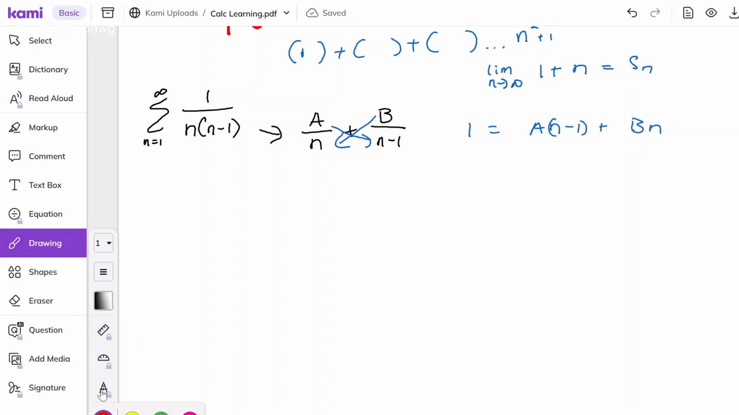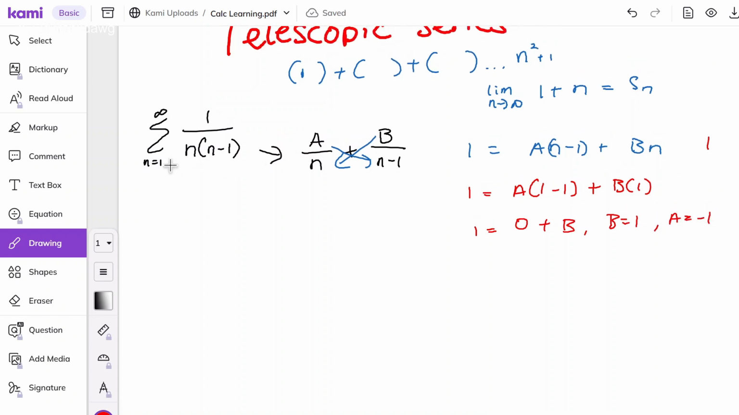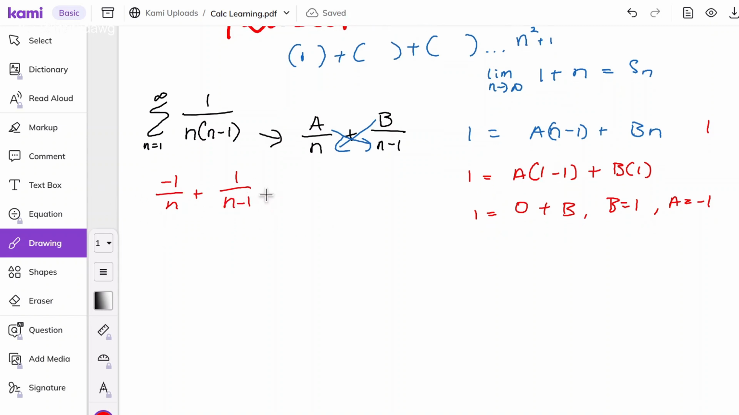Then you plug in things. I'm going to plug in 1 because it cancels out one term and leaves us at 0. The 1 on the left doesn't change, so it's still 1. It's equal to a times 0 plus b times 1, since n is 1, so 1 is equal to b. So we figured out that b is 1, and if b is 1, that means a has to equal negative 1. Then we put it back into this: negative 1 over n plus 1 over n minus 1. We can move this around, and it becomes 1 over n minus 1 minus 1 over n.